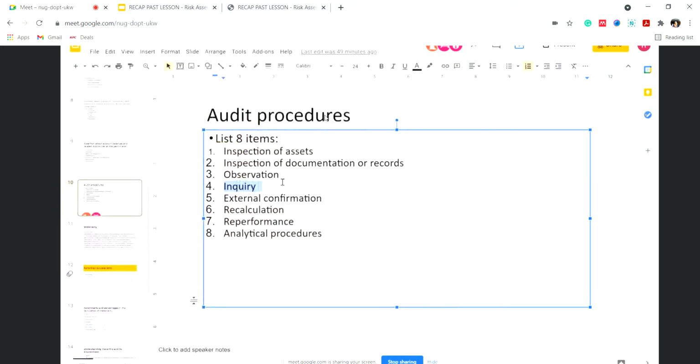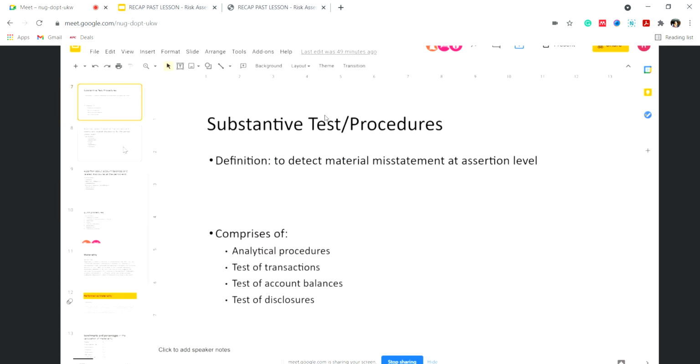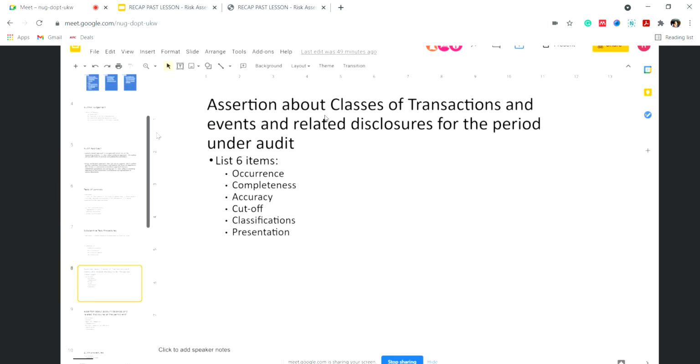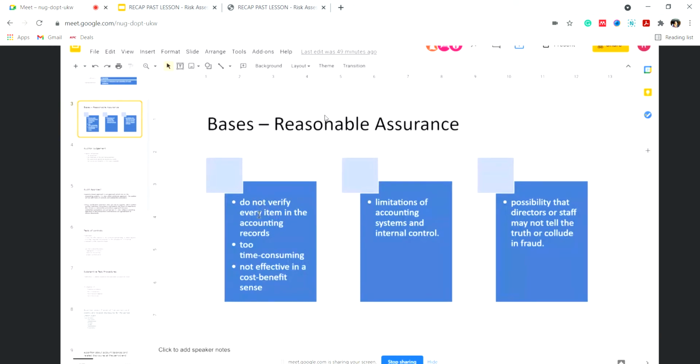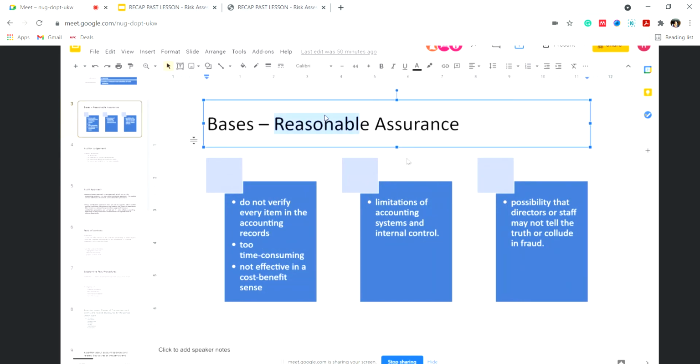For example, when you do the physical inspection of the documentation, inspection of document based on the sales invoice, you are not going to test all the samples. What is the basis? The basis for reasonable assurance. The auditor does not verify every item in the accounting record because it is too time consuming and not effective. So the auditor does audit sampling.